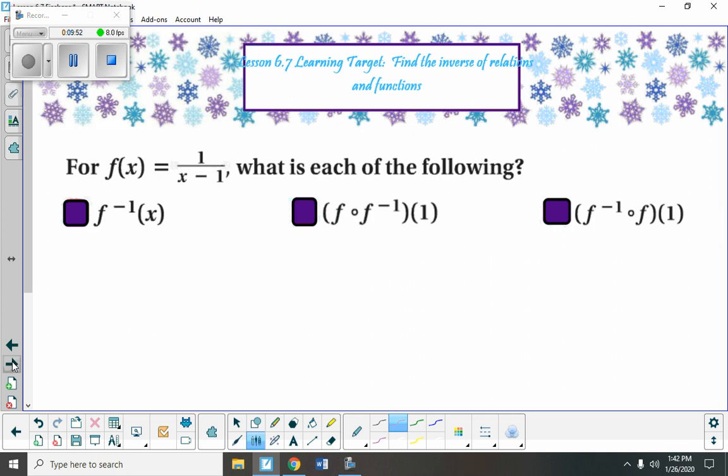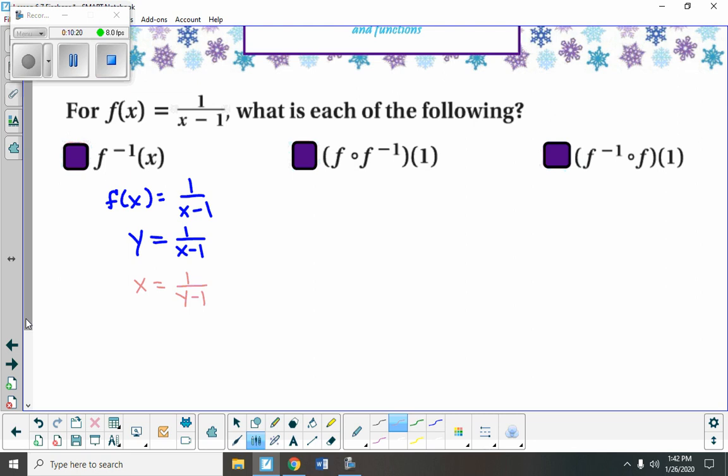So here's another example. For f of x equals 1 over x minus 1, what is each of the following? This means find the inverse. So the original function is f of x equals 1 over x minus 1. So instead of f of x, let's write y equals 1 over x minus 1. To find the inverse, we'll switch the x and the y. Now we have to solve this equation for y. Now, whenever our unknown that we're solving for is in the denominator, put the parentheses around that, multiply both sides by that.